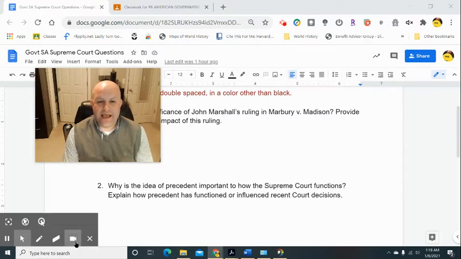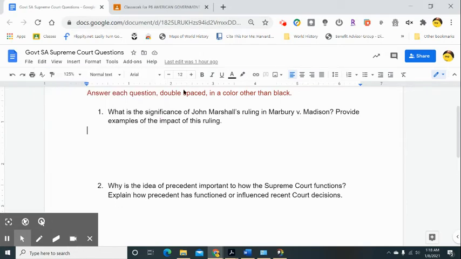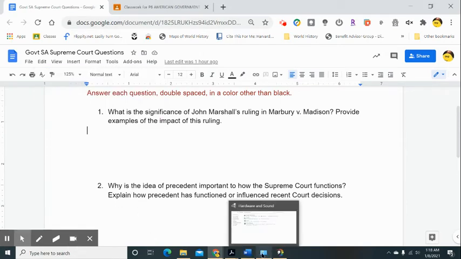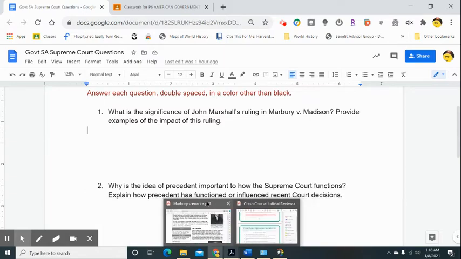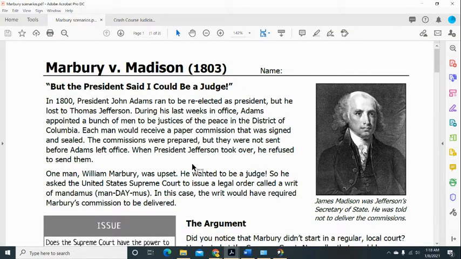So let's take a look at first of all Marbury versus Madison. So again, this guy Marbury was upset. He wanted to be a judge. And this is a long time ago, after Adams had run to be reelected, the President lost. He issues a bunch of appointments for men to be justices of the peace.